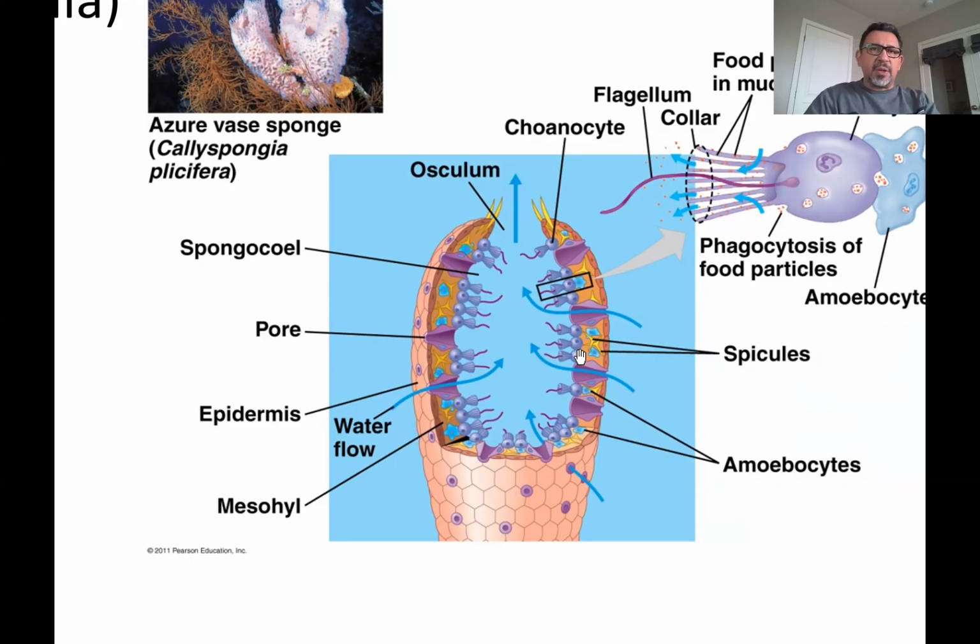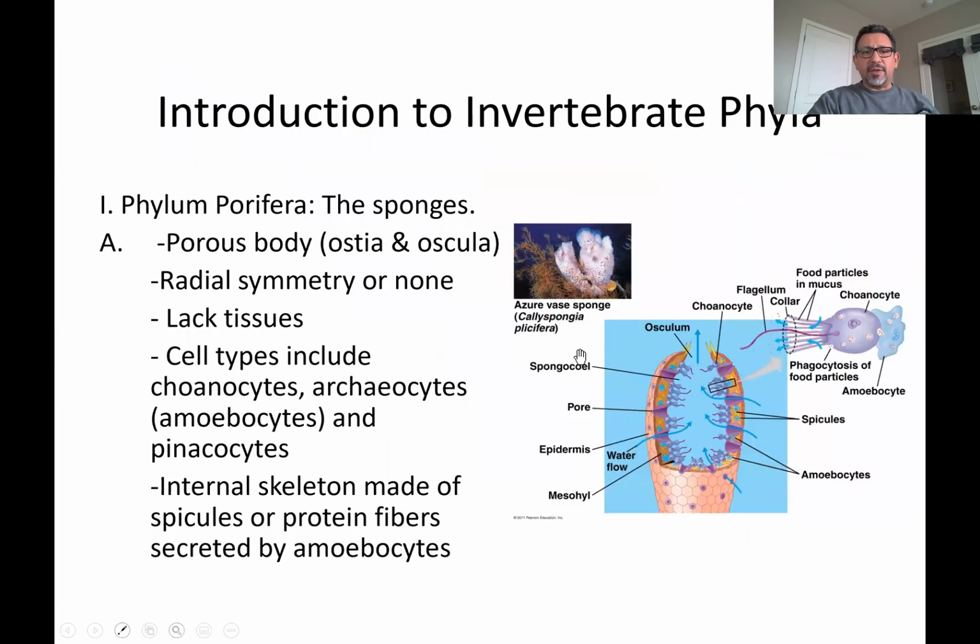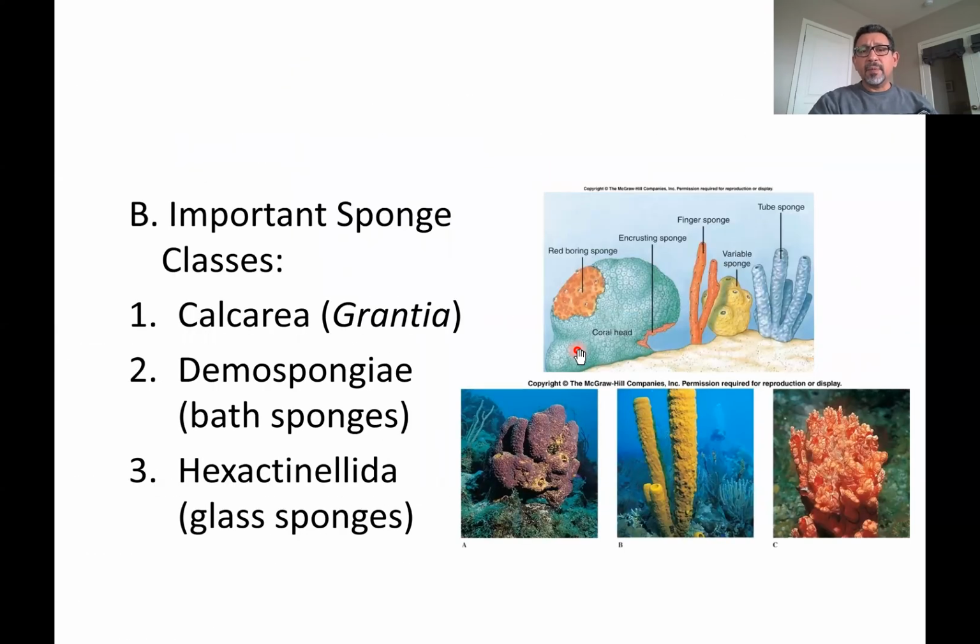The main criterion for the classification of sponges is the material of the endoskeleton, the material of the spicules or the spongin that makes up the internal support for the animal. There are three important sponge classes that are worth mentioning. The sponges of class Calcarea have spicules made of calcium carbonate. We call them also the calcareous sponges.